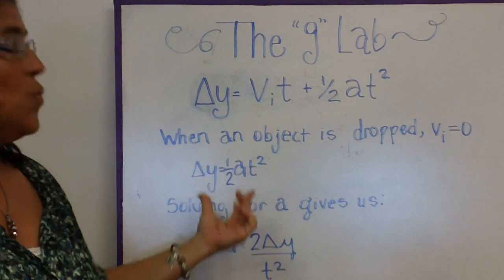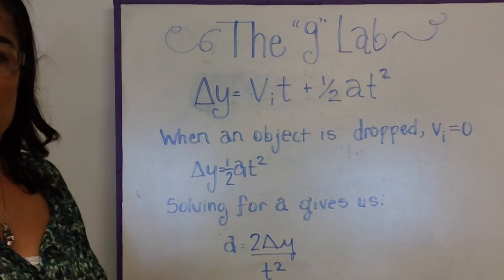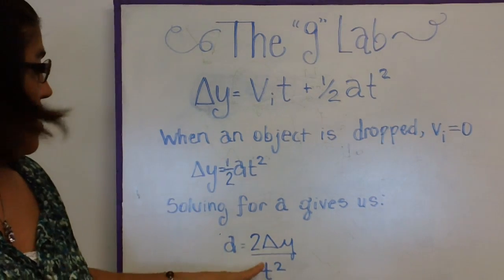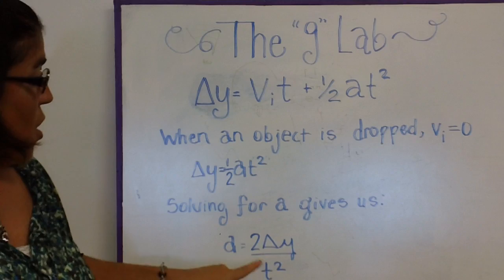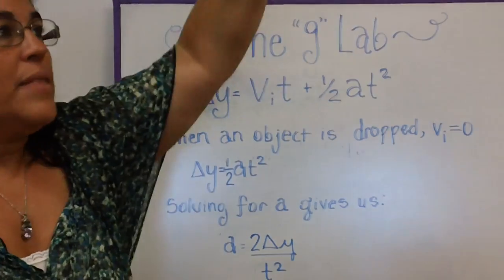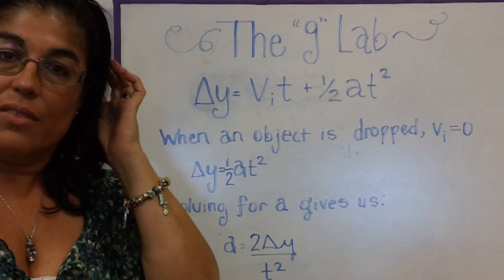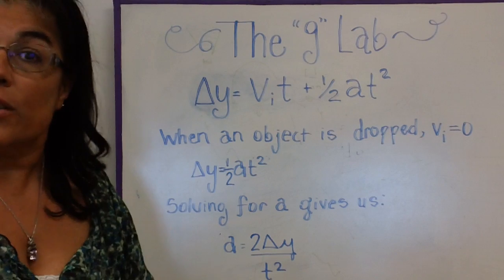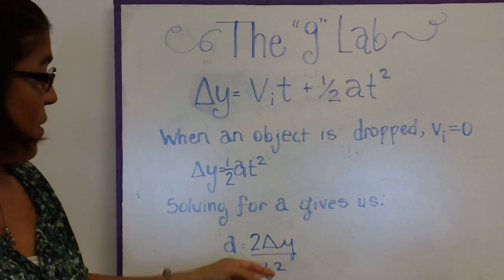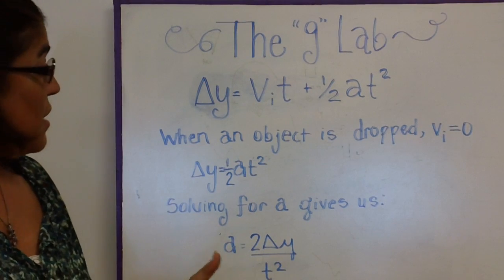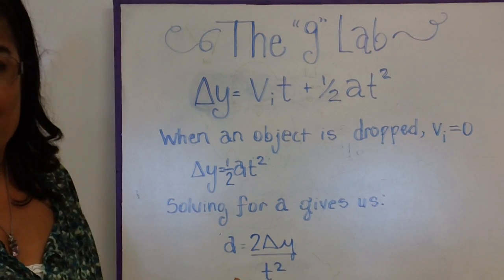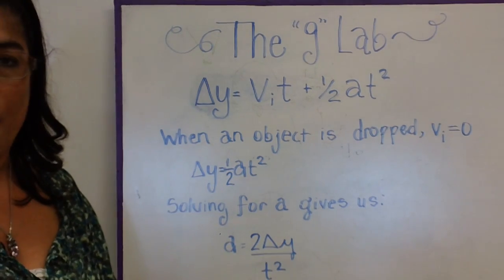Now we rearrange this equation and solve for the acceleration, and we end up with the acceleration as 2 times the displacement in y over t squared. We know from our lectures that the acceleration in this direction is always negative 9.8 meters per second squared, so that's really what we're calculating. So g equals 2 times the displacement in the y direction all over t squared. In this lab, we're going to measure our delta y, and we're going to time something as it drops from a certain delta y.